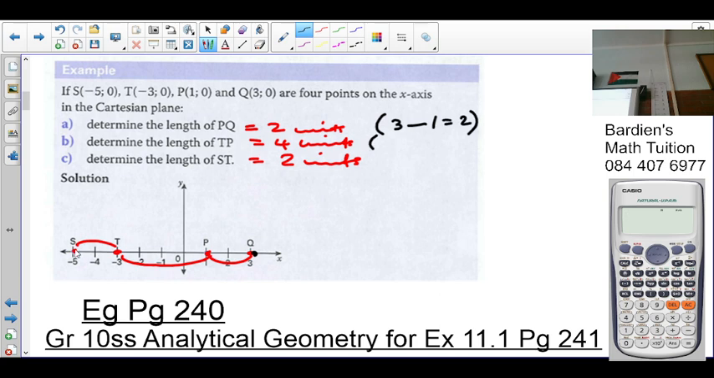In the next one, for TP, I'm going to say 1 minus -3. So I take the bigger number minus the smaller number, which gives me 4. And then ST is going to be, as we know, -3 is larger than -5. So -3 minus -5 is going to give you an answer of 2 units.